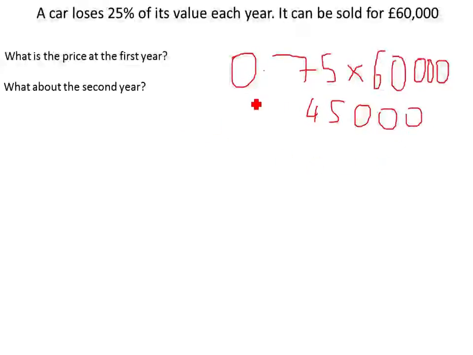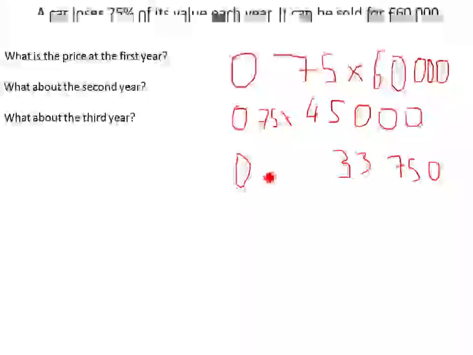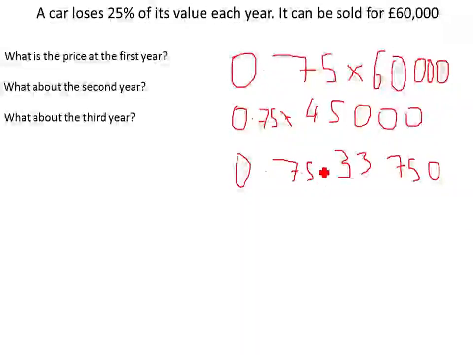Now after the second year, all we have to do is that calculation again, but to that one. So 0.75 times that. And that equals 33,750. And we want to move on to the third year, so another 0.75. And we're going to get now 25,312.5.